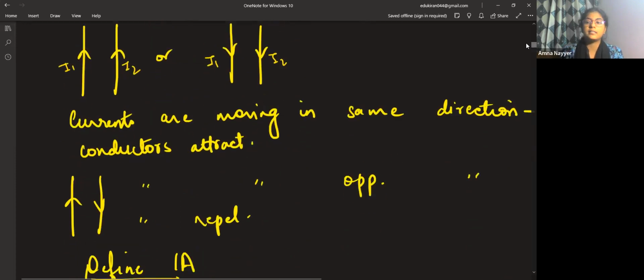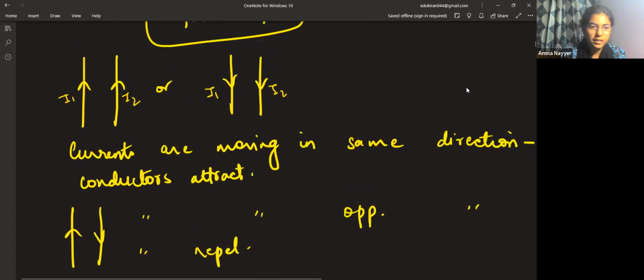Now regarding the direction, if the currents are moving in the same direction in the wires, like both upwards or both downwards, upwards or downwards is not our concern. We are concerned with the same direction. So we say the conductors will attract each other. If the current is moving upwards, they'll attract each other, so the direction of force on this wire will be towards the other wire. Even if they are moving downwards, this will be the direction. But if it is opposite, one downwards, one upwards, whichever wire, they'll repel each other.